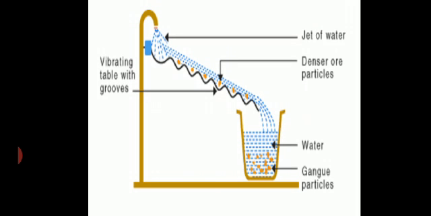Sometimes we also go for the magnetic separation method, like for the hematite ore, where hematite is basically iron, having a strong affinity for a magnet, and hence it is pulled towards the electromagnet. Hence we go for magnetic separation, and the unwanted particles are thrown away.